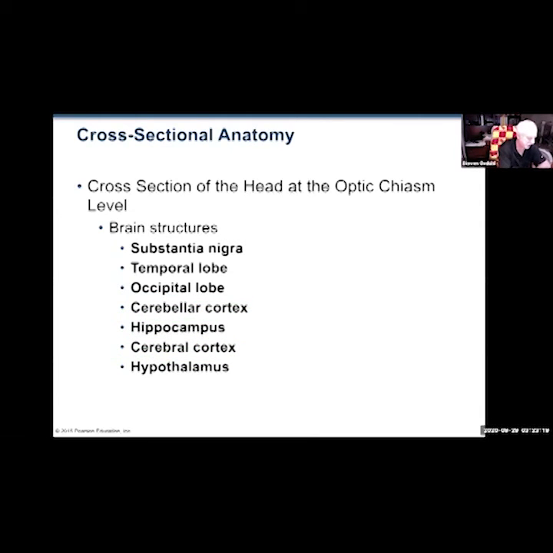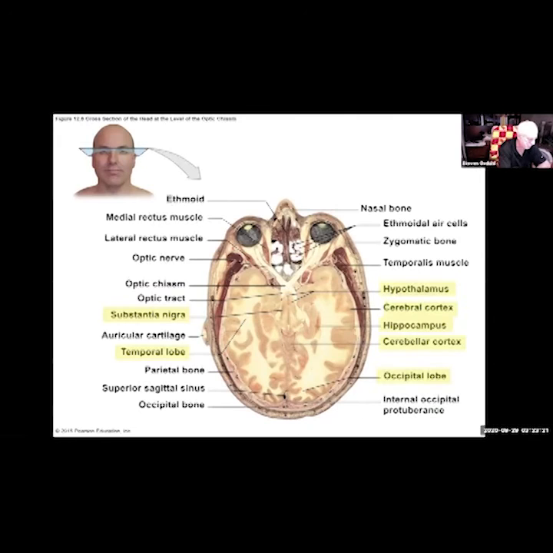Okay, so here's the substantia nigra. This is a nucleus. It's a relay point in the brain. It's where tracts feed in and get sent to different areas of the brain for interpretation. This is your temporal lobe, temporal side of the head. This is occipital lobe in the back. This is your cerebellar cortex. This is in the very back, underneath the brain. Okay, hippocampus, cerebral cortex, and the hypothalamus.